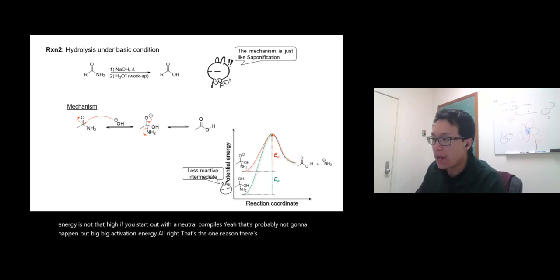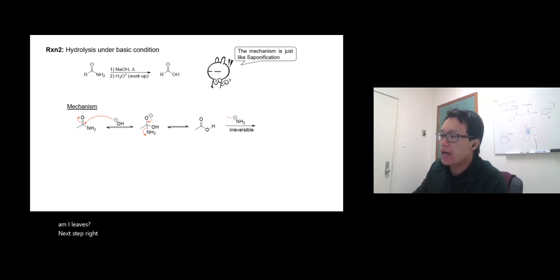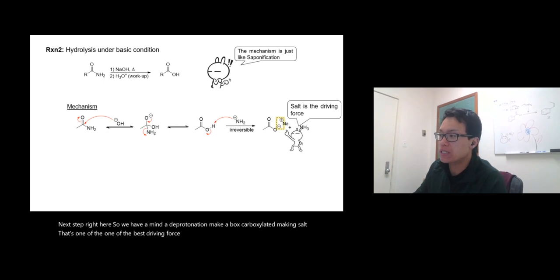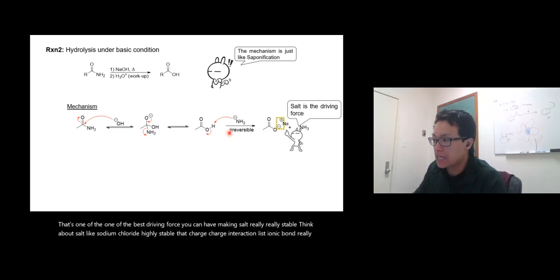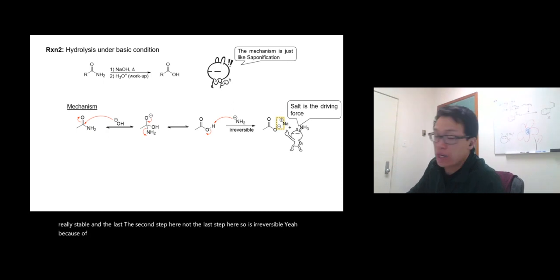There's another reason why amide leaves. Next step right here. So we have amide deprotonation, making a carboxylate. Making salt, that's one of the best driving forces you can have. Making salt is really stable. Think about salt like sodium chloride, highly stable. Charge interaction, this ionic bond, really stable. And the second step here is irreversible because of salt formation. All right, so there are 2 factors why amide leaves.